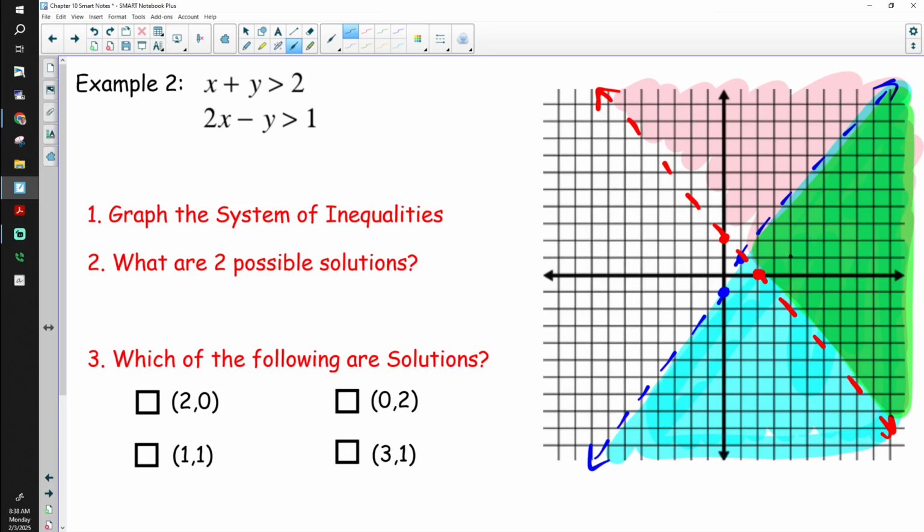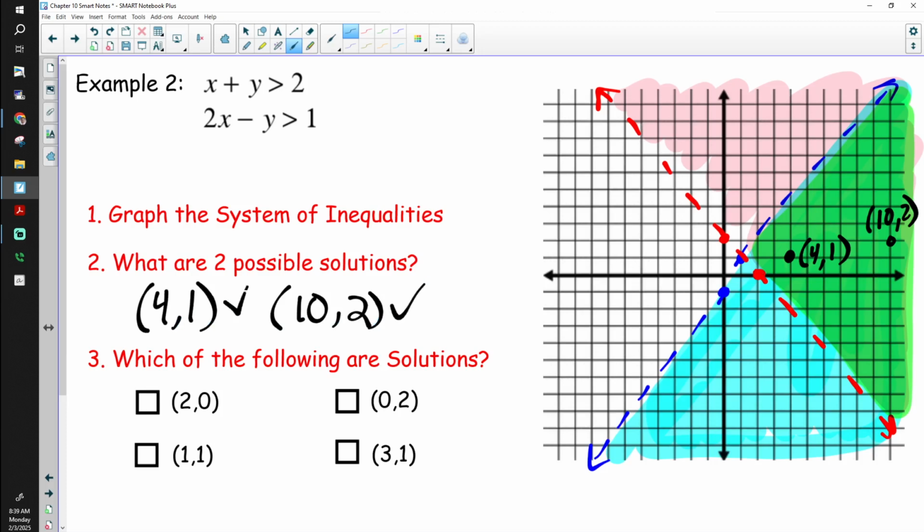If I count over 4 up 1 is the point 4, 1. Okay, that could be 1. If I went over 10 up 2, 10, 2, that's in the double shaded region. Any point in my green region is a solution to the inequality system. There's so many to pick from. As long as it's in both shaded regions, you are good to go.